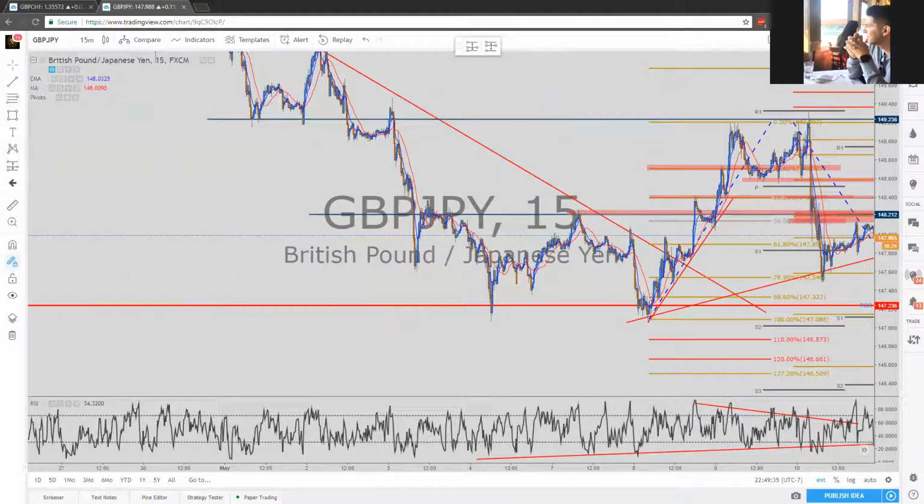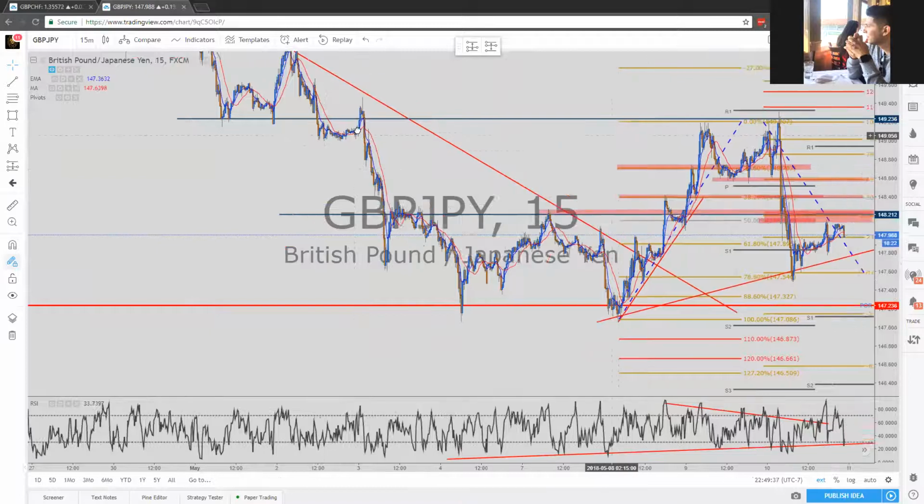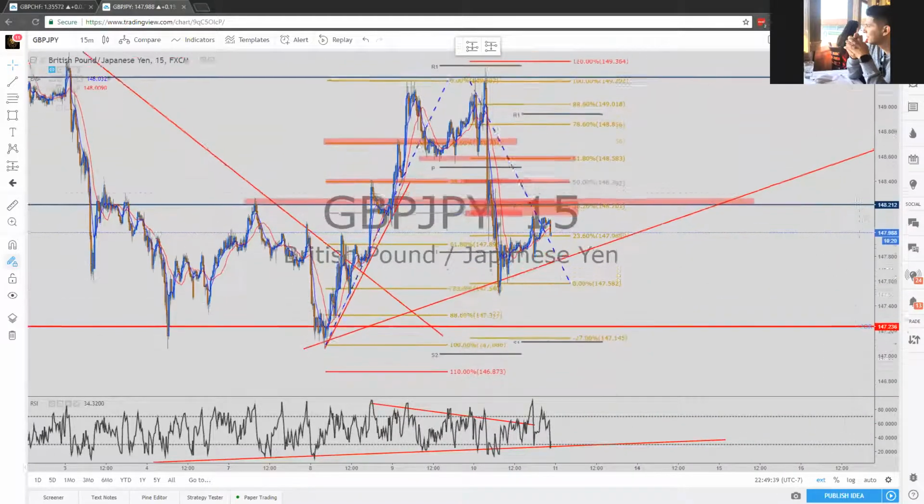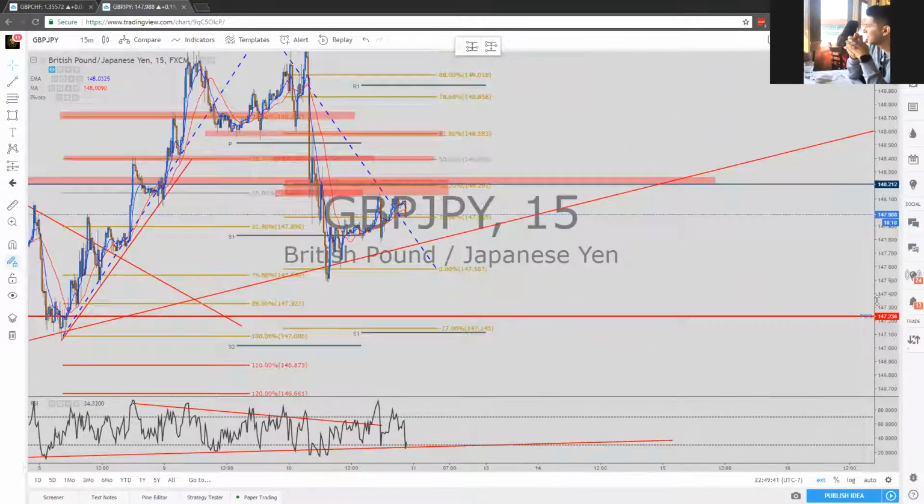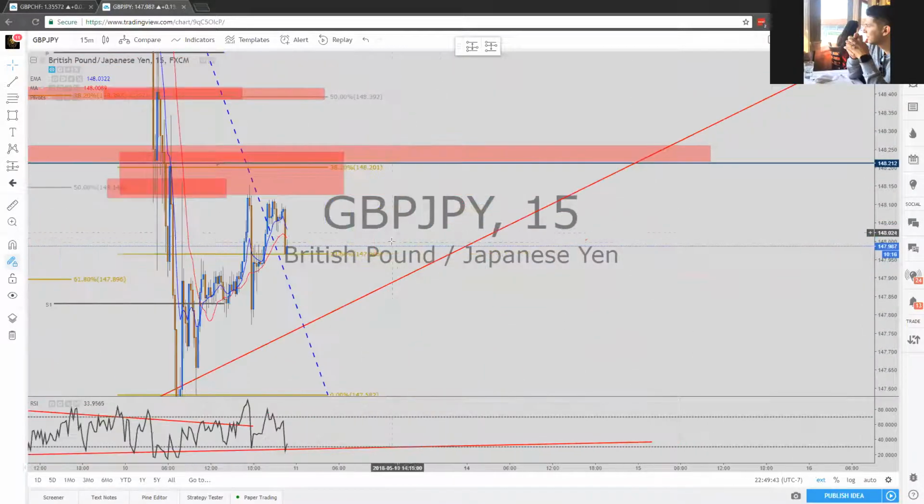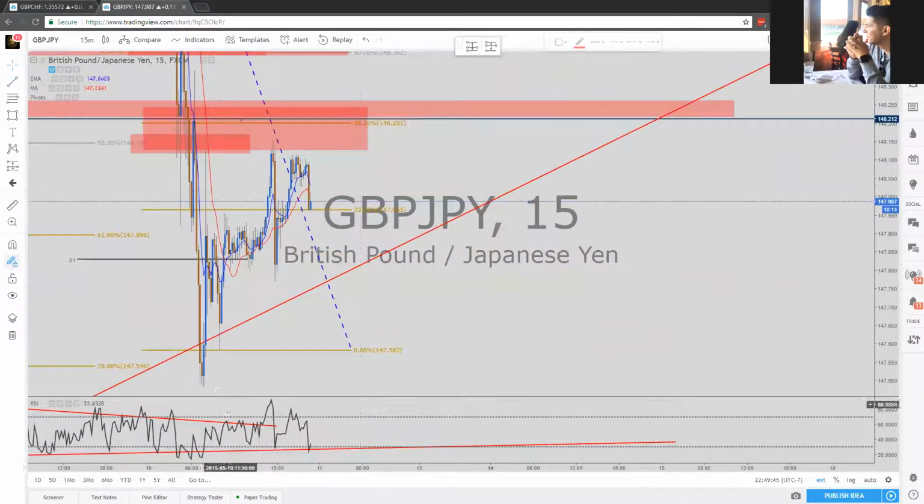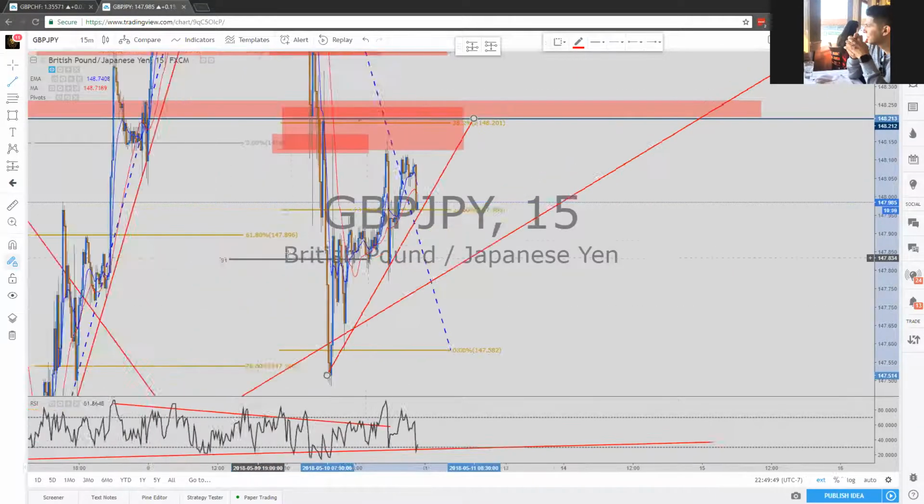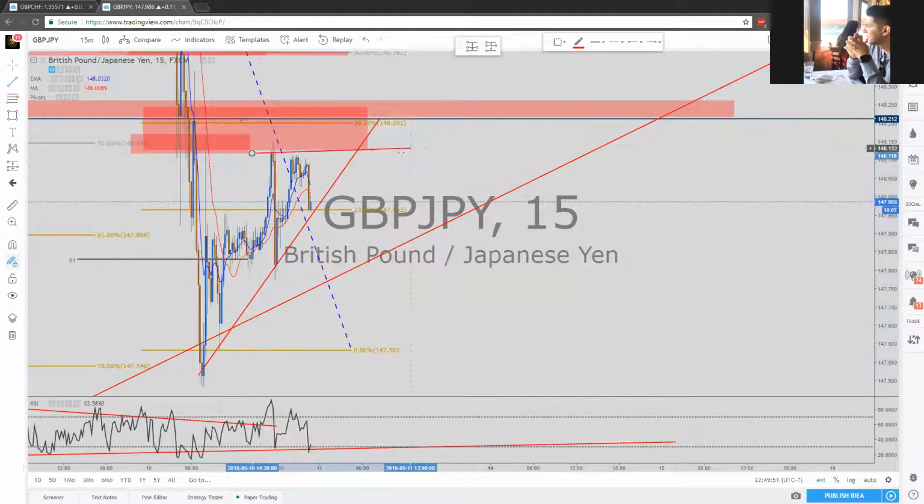Someone on Instagram said GJ is a good buy. Yeah, right now we're in for a buy on this one. We could see support here. It had some resistance up here, but definitely if it's rejecting off this 23.6 right now, it should be reacting going up at least to the 38.2.